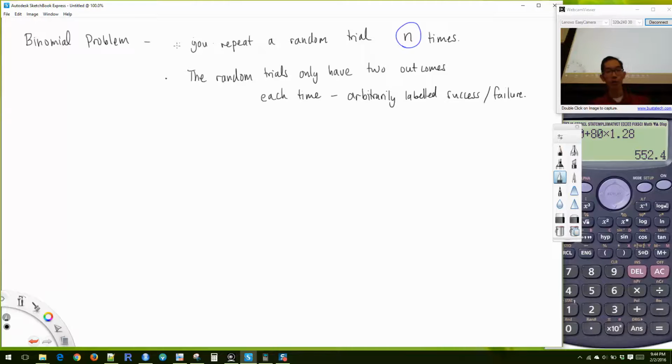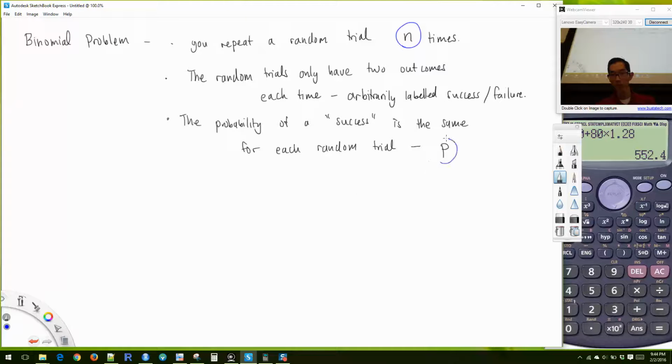Okay. So you repeat a random trial n times. The random trials only have two outcomes each time, okay? The probability of a success, quote unquote success, whatever we've called a success, is the same for each random trial. Okay, and that value is P. And we are interested in getting X successes. Okay?